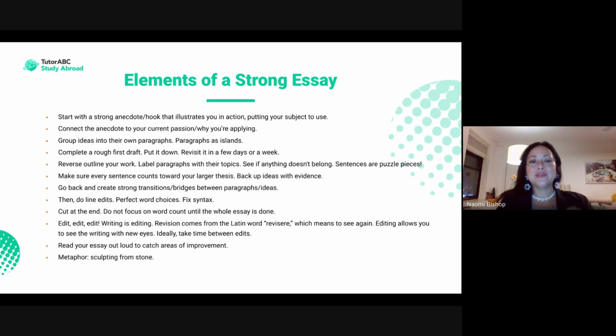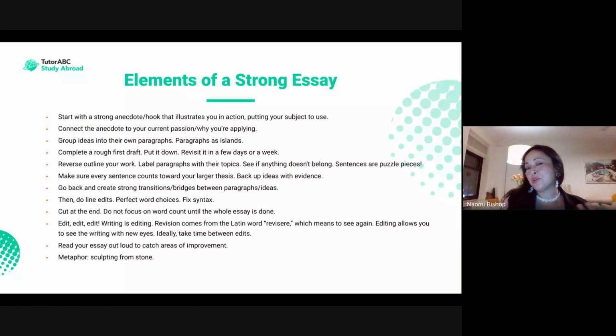That's a separate island. And then the third island might be your short-term goals. The fourth island, which is the fourth paragraph, might be your long-term goals. And then segue that into the next island or paragraph, which is why that school. And then the very last paragraph can be the zoom-out view.